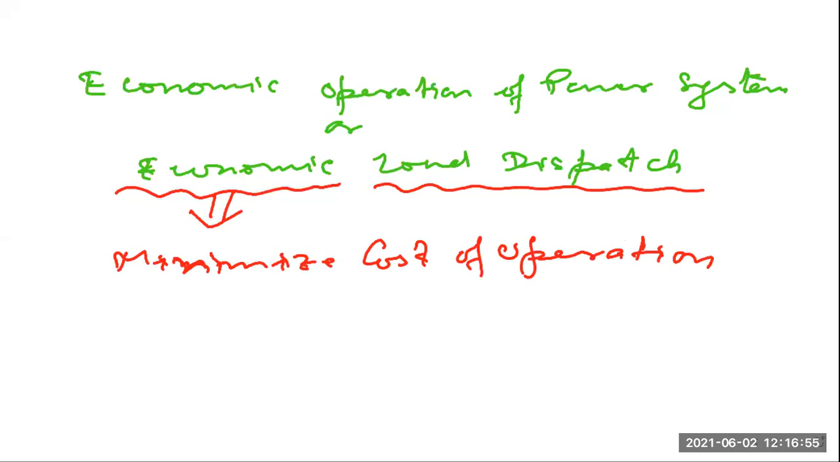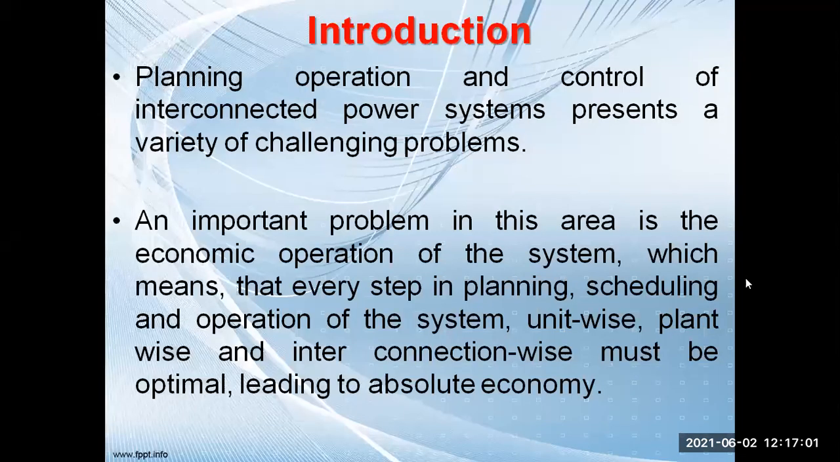Okay, so now we'll go back to the slide and understand the basic concept of economic load dispatch. Now, the planning, operation, and control of interconnected power system presents a variety of challenging problems. See, till now, whatever you have done in basic power system 1 was basically the basics of the power system. Now here you will enter the operation part, how the power system is actually operating.